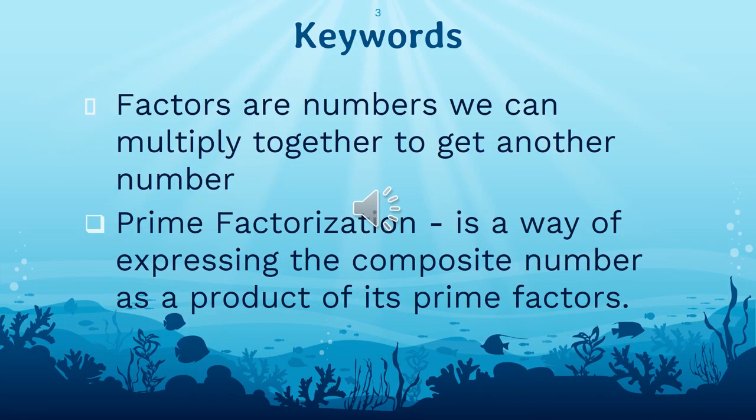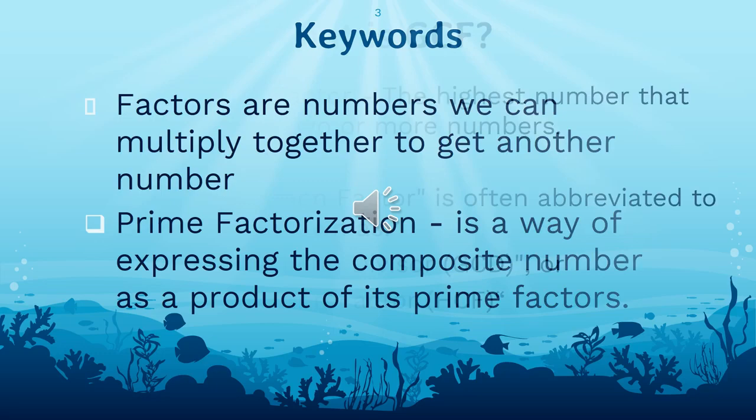Before we discuss the 4 methods, it is important to define some key terms. 1. Factors are numbers that we can multiply together to get another number. 2. Prime factorization, also called complete factorization, of a composite number, is a way of expressing the composite number as a product of its prime factors.